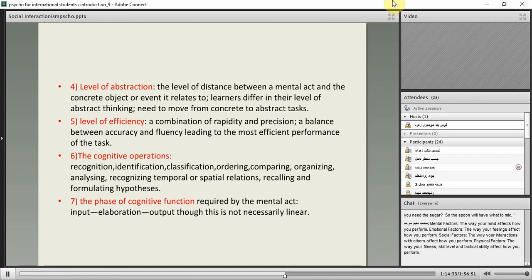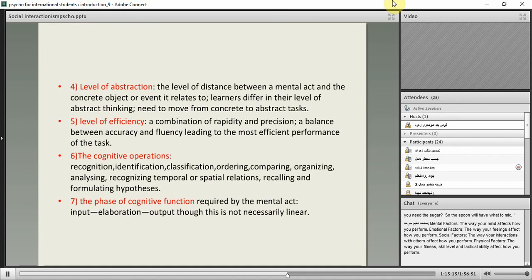The level of efficiency, a combination of rapidity and precision, a balance between accuracy and fluency, leading to the most efficient performance of the task. Okay, that is, in performing the task, both accuracy and fluency in delivery of meaning are important. And cognitive operations, that is recognition, identification, classification, ordering, comparing, organizing, analyzing, recognizing temporal or spatial relationships.